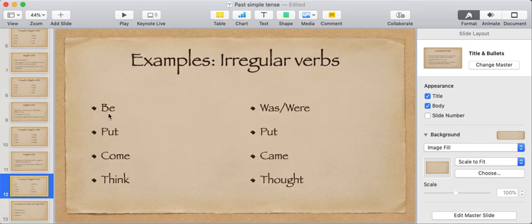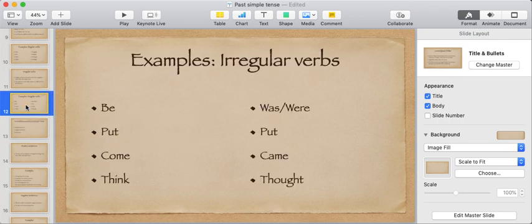Like the word be. You see, be, for the past form, is was and were. And sometimes the word put, the past form is still put. Come, came. Think, thought. There are many irregular verbs, like 300 something. So you have to remember all of them anyway.